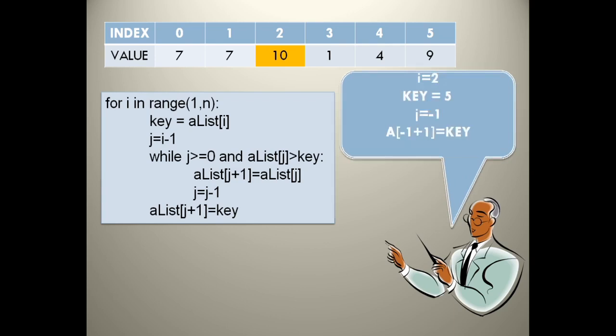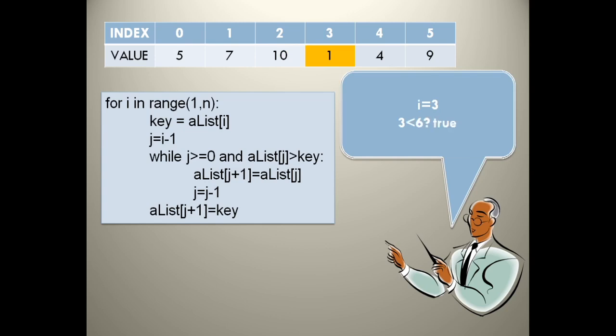Now here, due to the loop failing, the 5 will be assigned to A of 0. You can see here, 5 will be assigned to A of 0. Now 5, 7, 10. Now your sorted part is 5, 7, 10, and the unsorted part's first element is 1.